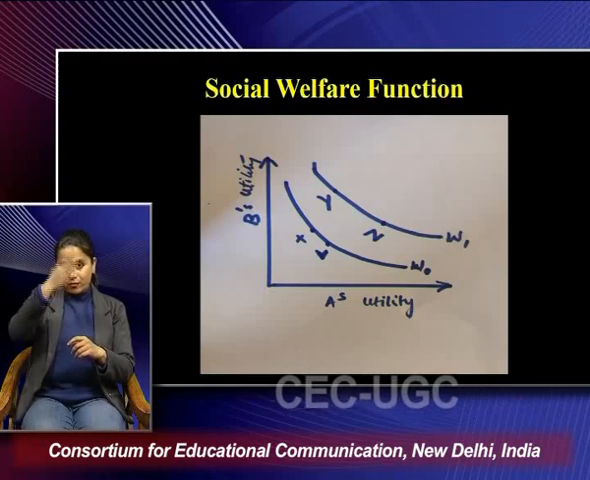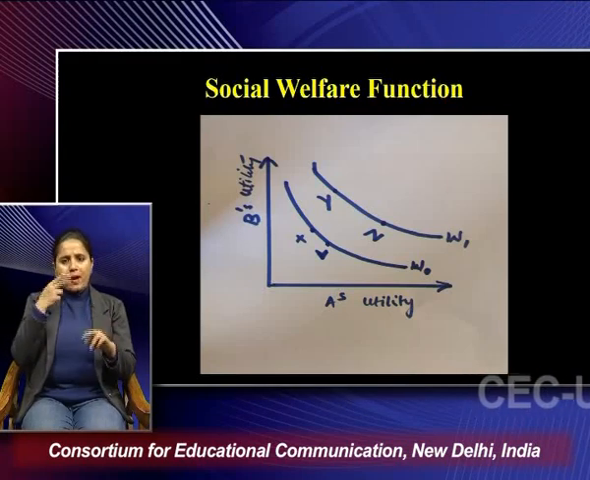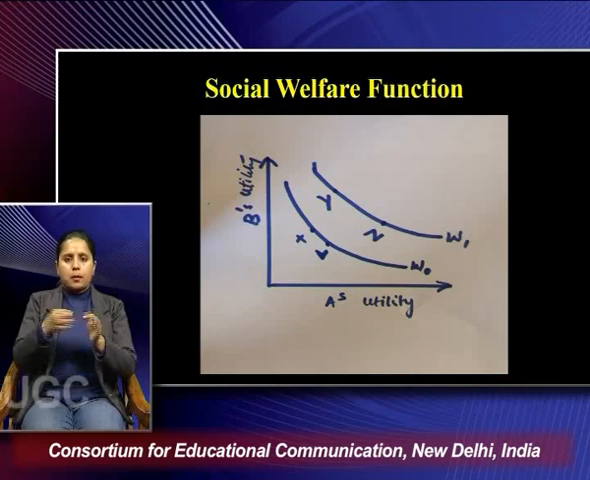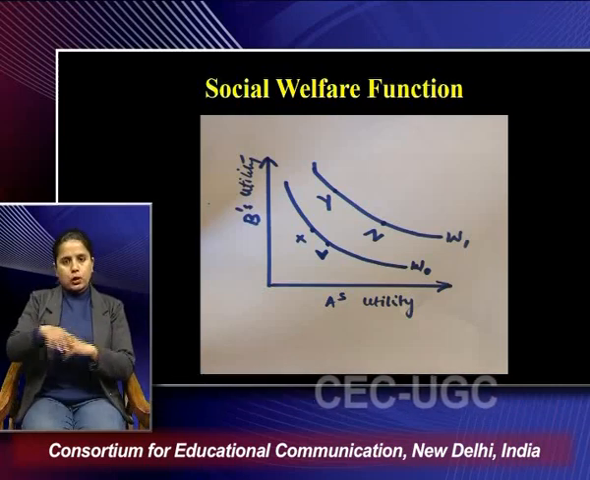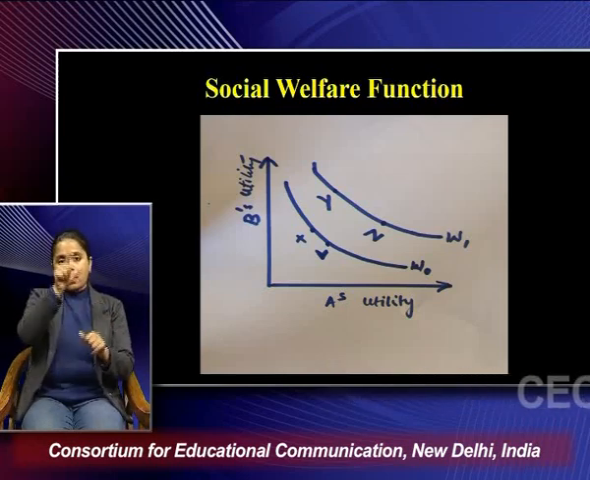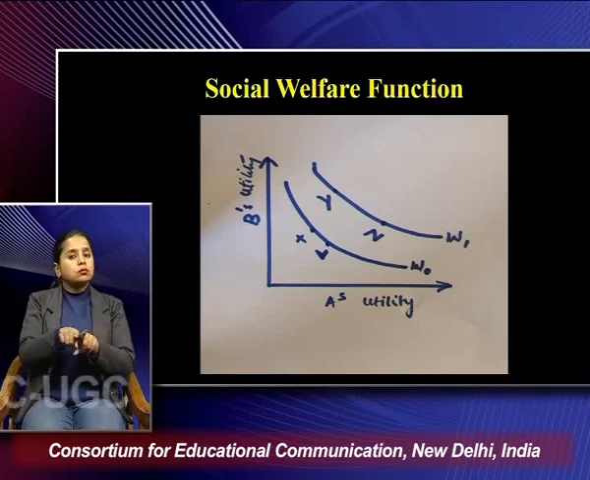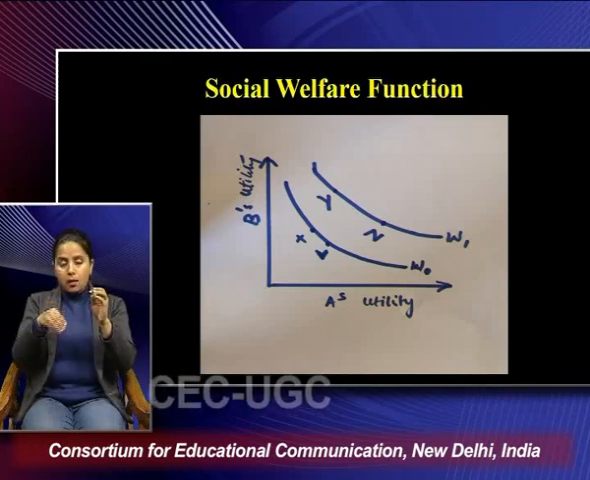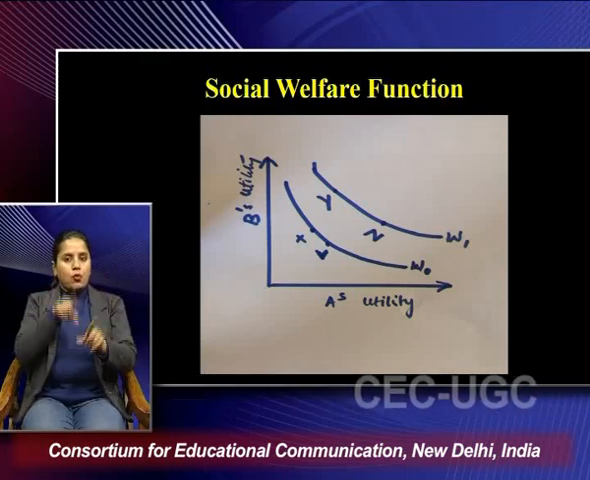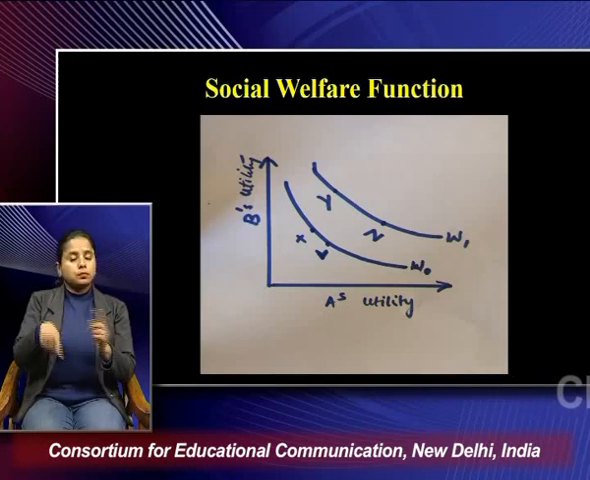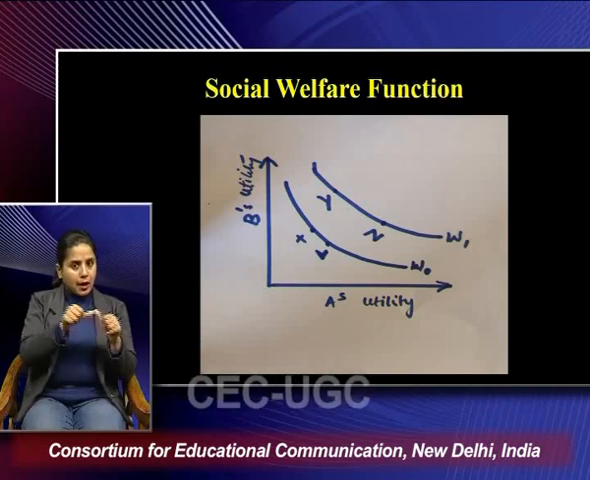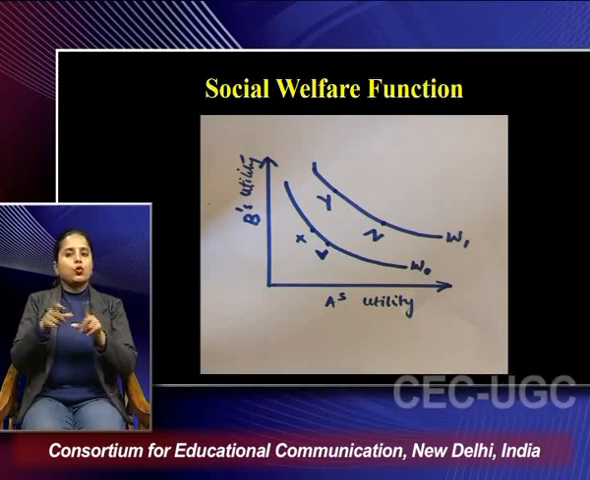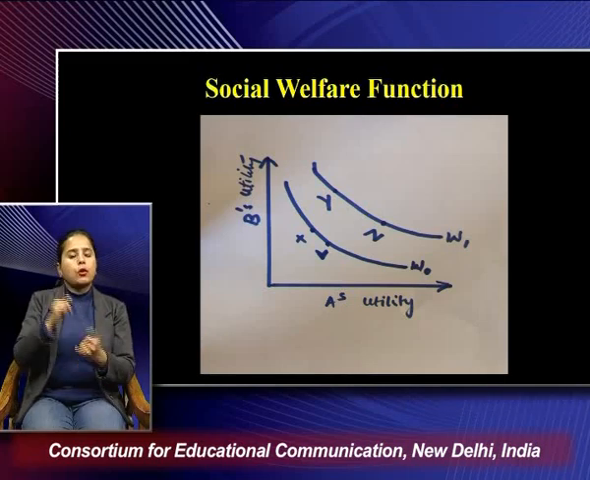As you can see in the diagram, based on the assumptions, if we simplify the model, there are only two individuals in the society, A and B. Individual A's utility is reflected on the horizontal axis, while individual B's utility is reflected on the vertical axis. Now, there is a trade-off between the utilities. A combination of both individual A and B utilities will give you a societal utility, and that is called a social welfare function.